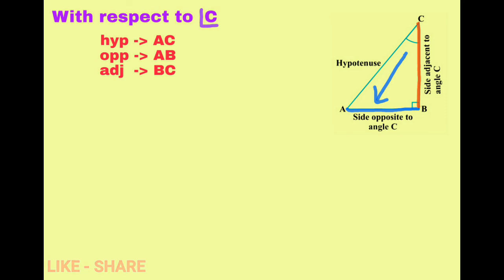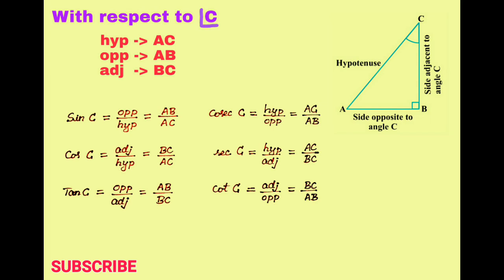We can also define the trigonometric ratios with respect to angle C. In right triangle ABC, since AC is opposite to right angle, AC is the hypotenuse. With respect to angle C, AB is the opposite side and BC is the adjacent side. Now we can define the trigonometric ratios with respect to angle C as shown on the screen.